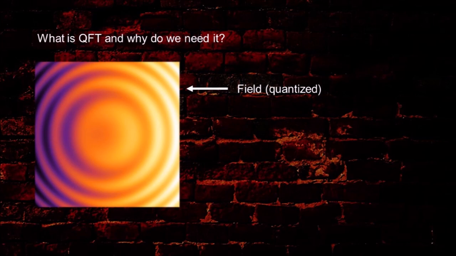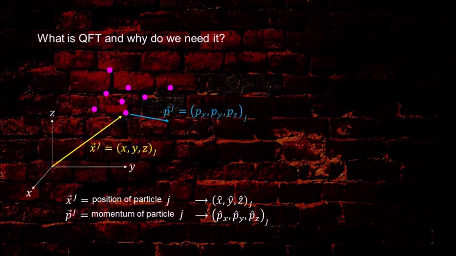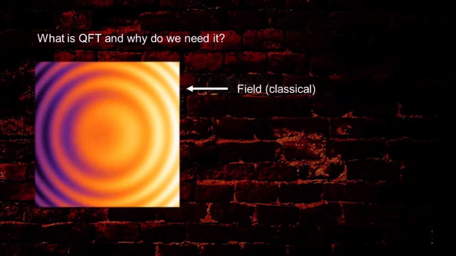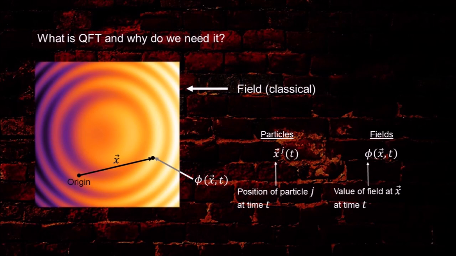In quantum mechanics, classical particles, which have definite positions and momenta, are quantized by replacing the positions and momenta with operators, whose commutation relations are these. The notion of a quantized field is very similar to this. In classical field theory, the state of a field is described by a number, say phi, at each point in space and time. In the case of particles, the indices on x label the particles. In the case of a field, it is the x that does the labeling. So phi is like x, and x is like the index j.